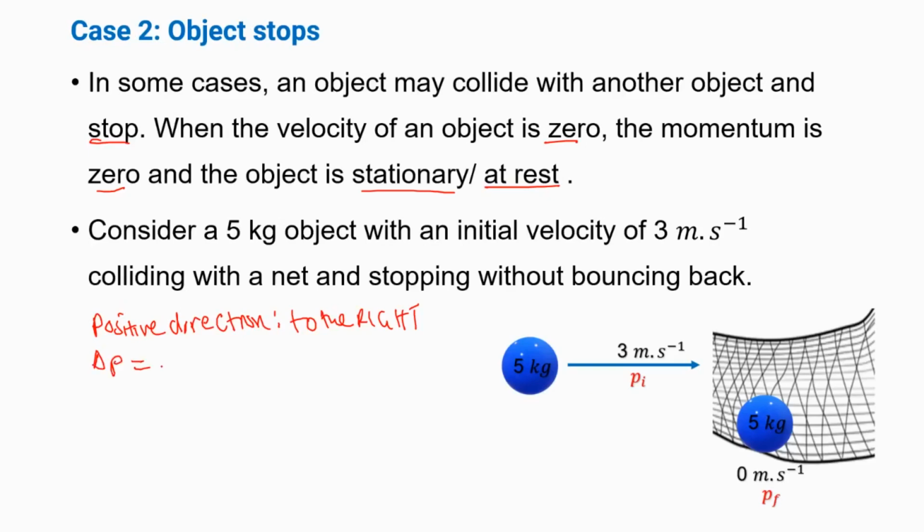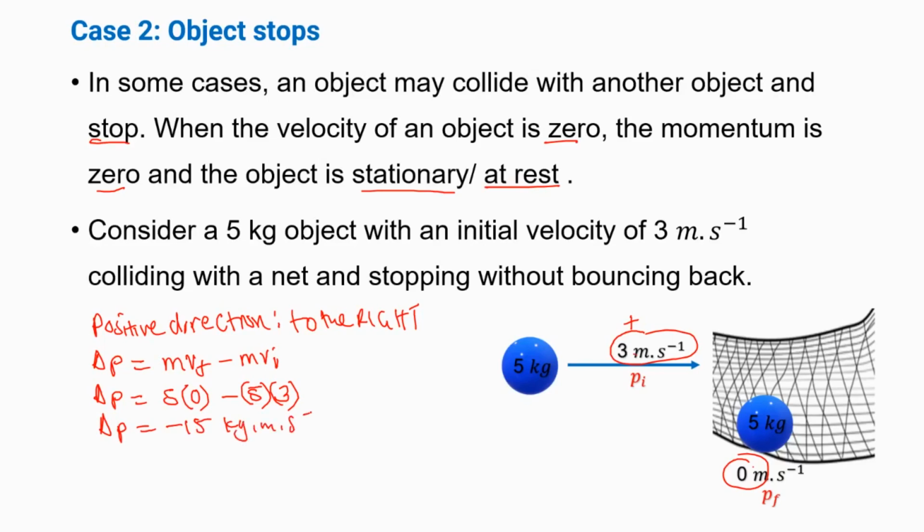Change in momentum is equal to final momentum minus initial momentum. So our final momentum in this case is 0. The object is stopped. And our initial velocity is 3 meters per second. This one is positive, 0 is 0, so it's fine. Mass times the final velocity minus the mass times the initial velocity. So the answer here is negative 15 kilograms meters per second.